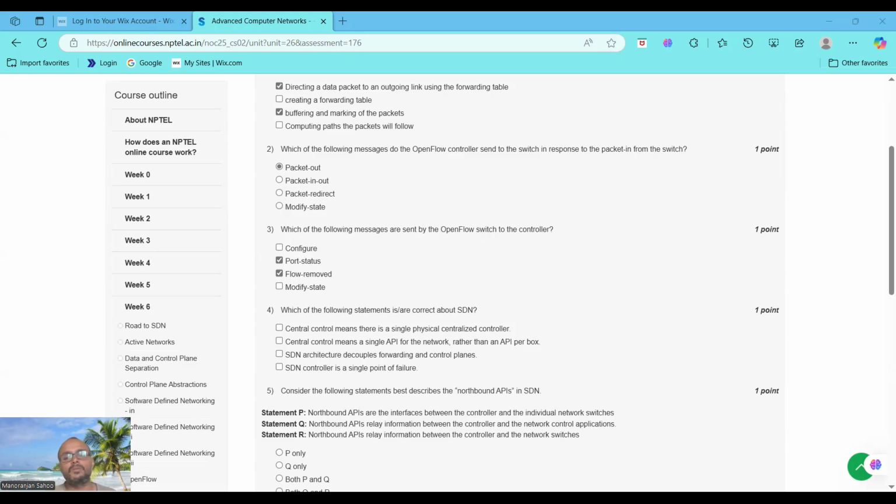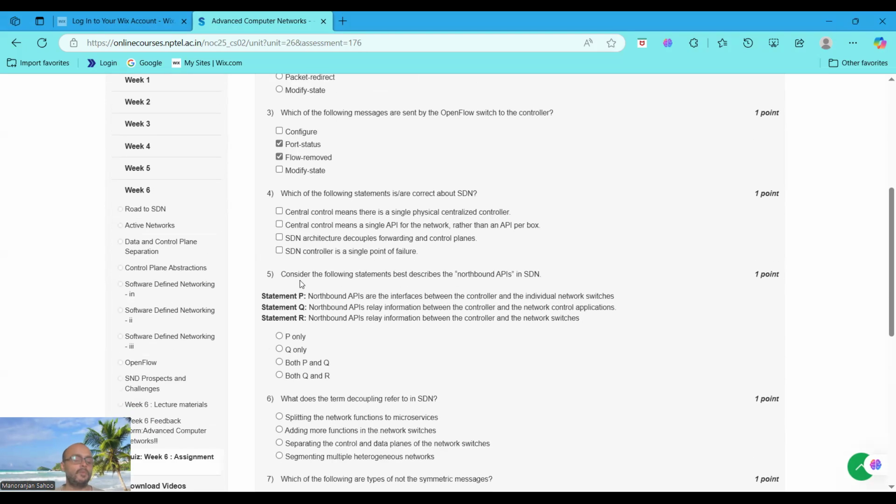But what about configure and modify state? Configure and modify state messages are sent by the controller to the switch, not the other way around. That's why we choose port status and flow removed. Moving to question number 4.